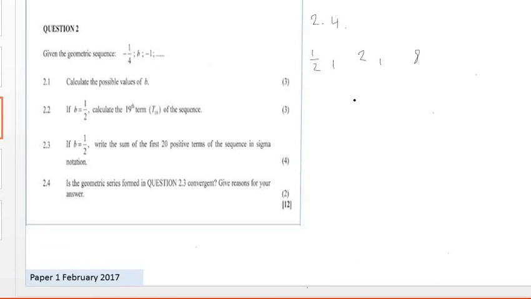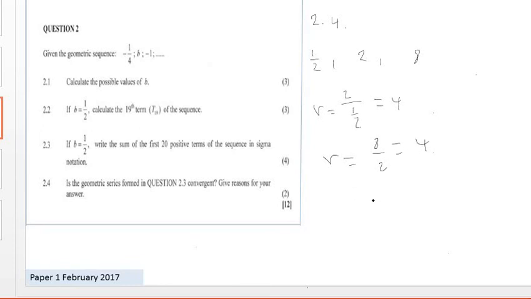To know if the geometric series is convergent, we need to determine the value of r. r represents the common ratio. In that case, r is equal to 4. We say r is equal to 2 divided by 1 over 2, the second term divided by the first term, so we're going to get 4. We can also say that r is equal to the third term divided by the second term, 8 divided by 2, which gives 4.